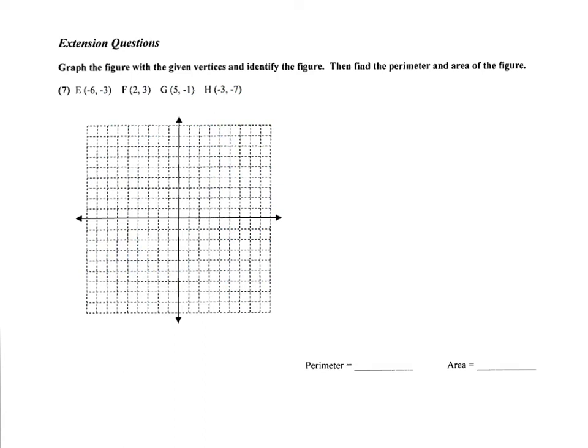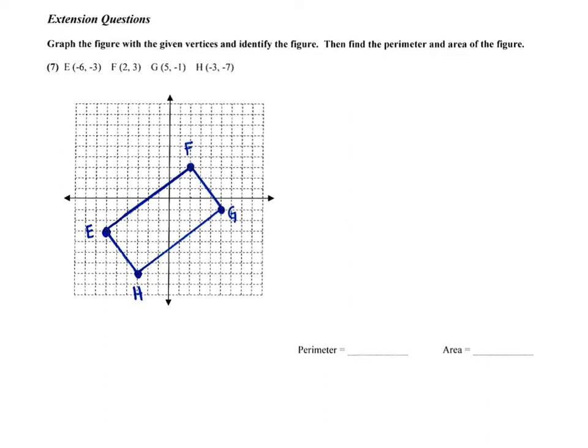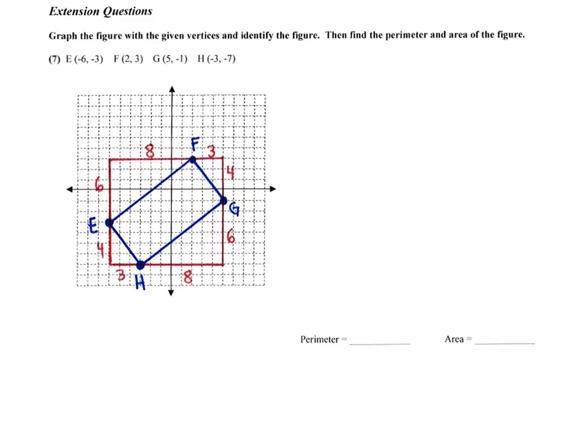Okay, let's try one last problem. Go ahead and plot the points for number 7. Pause the video. Okay, you have created that rectangle. Now go ahead and with your red pen circumscribe a rectangle around the rectangle EFGH, and then count the dimensions. So we would have 6 here, 8 here, etc.